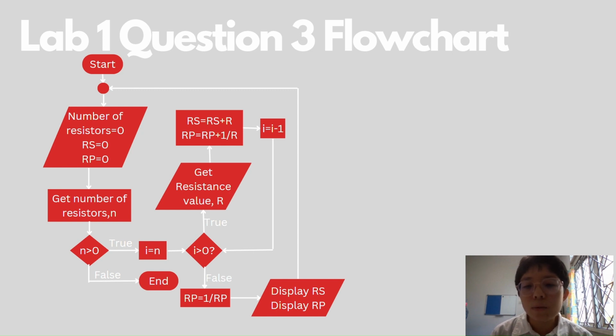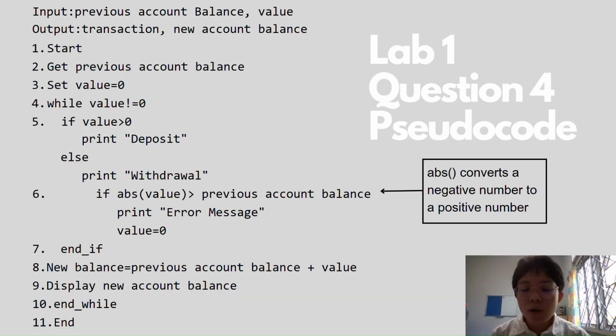If I is larger than 0, then we will get our resistance value for that resistor, then Rs, Rp. Then we will have our iteration decrement by 1 after each iteration. Then when I equals to 0, we will have our Rp equals to 1 over Rp. Then we will display Rs and Rp, then end our do while post-test loop and end the whole flowchart.